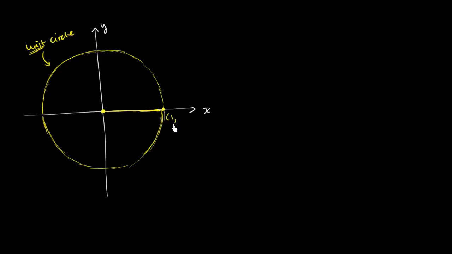Well, x would be 1, y would be 0. What would this coordinate be up here? Well, we've gone 1 above the origin, but we haven't moved to the left or the right. So our x value is 0, our y value is 1.